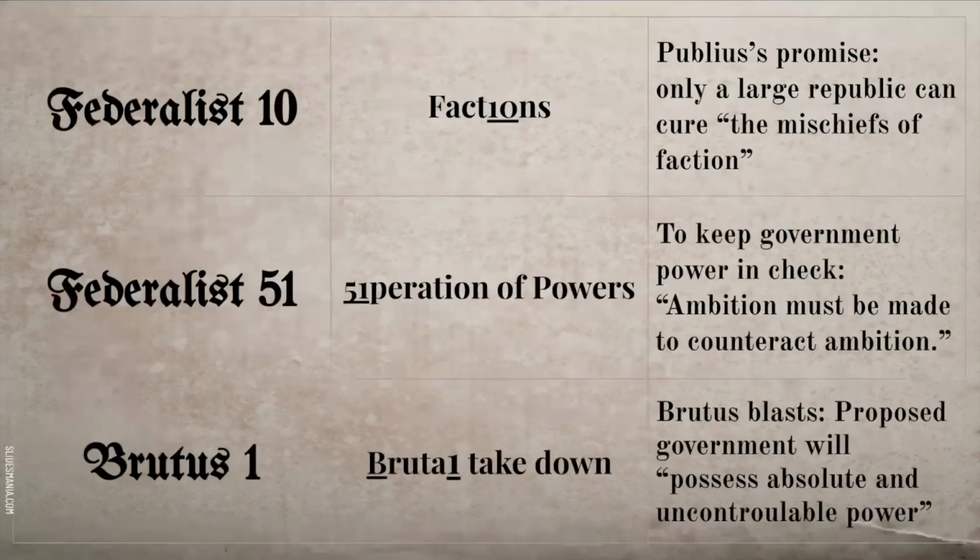So there you go: Federalist 10, Federalist 51, Brutus 1 broken down. Federalist 10, all about factions and how this new government's going to fix them. Federalist 51, about how separation of powers and checks and balances are going to preserve limited government. And Brutus 1, trying to poke holes in these arguments and show that this new constitutional government could truly be dangerous. Thank you. Stay safe and stay sharp.